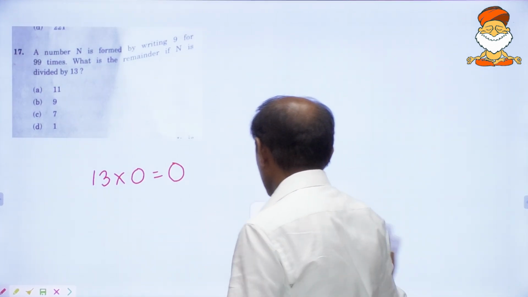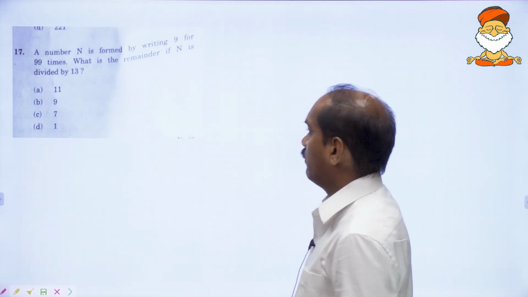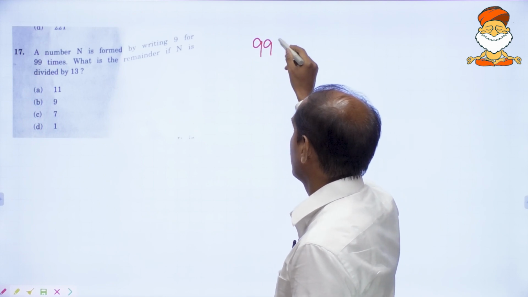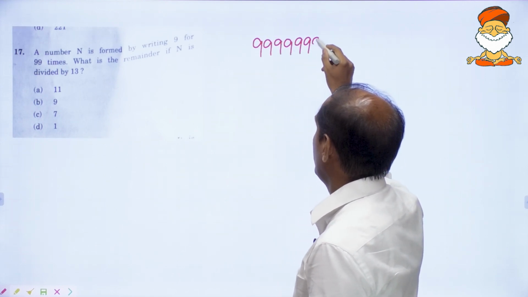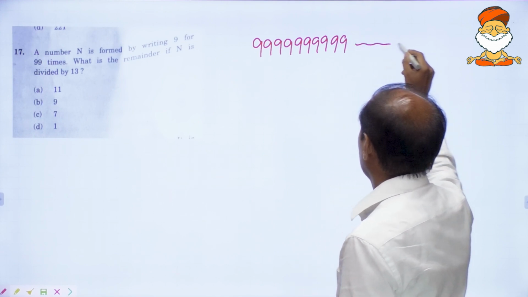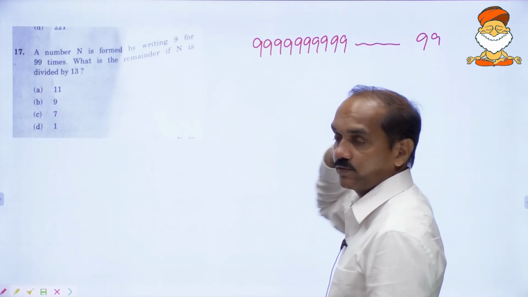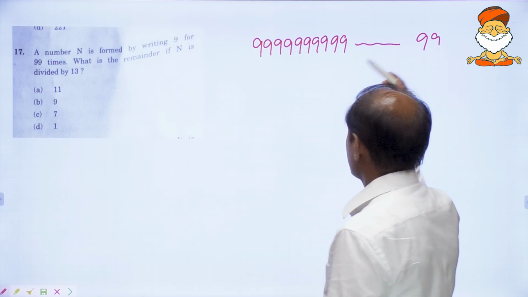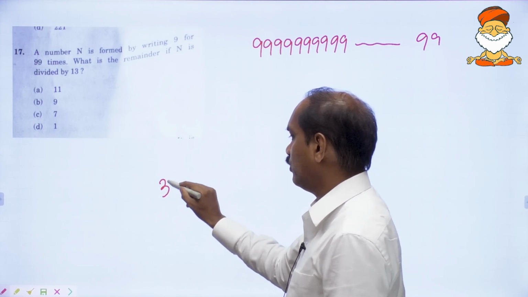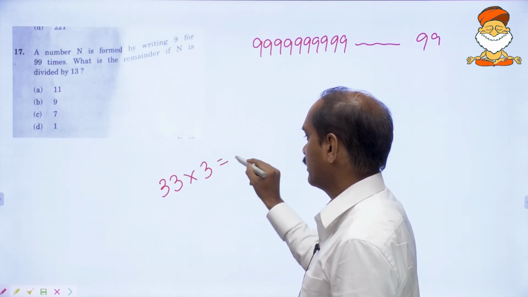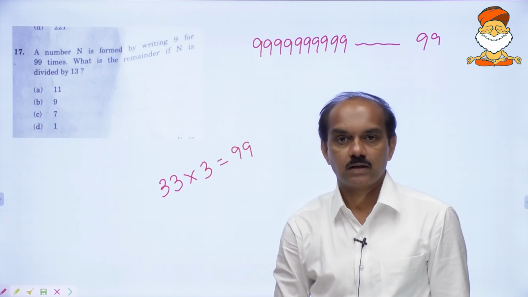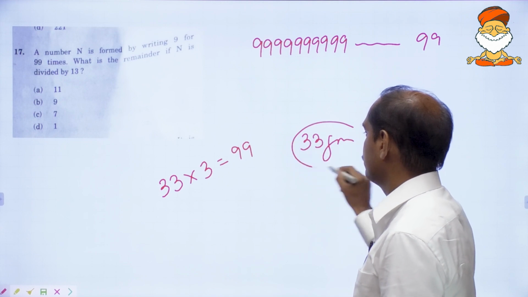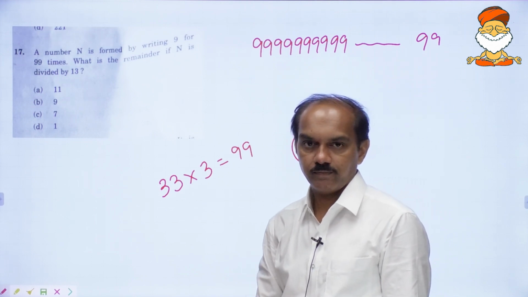Now we are in a better position to solve this problem. So we are writing 9, how many times? 99 times. Like this. 99 times you are writing. If you start making the groups, then you will get to see 33 groups, because 33 threes are 99. You can go with 33 groups.